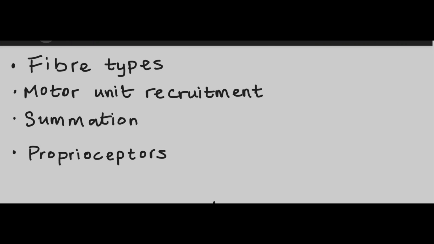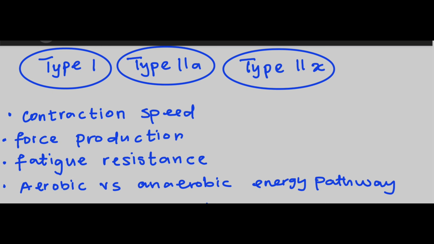We're going to look at fiber types, how the nervous system recruits motor units, how quickly it can increase force using something known as summation. And finally, we're going to look at proprioceptors, how proprioceptors protect you and improve range of movement.